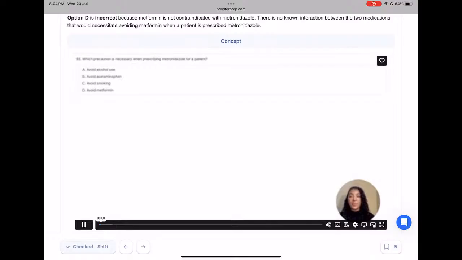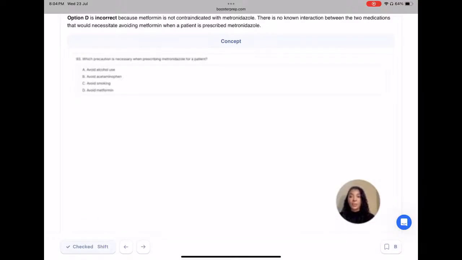So question 93 reads, which precaution is necessary when prescribing metronidazole for a patient? Metronidazole is an antibiotic that's used to treat anaerobic bacterial infections, protozoa infections, and common microaerophilic bacterial infections. In dentistry, we use it for mouth infections like infected gums or oral abscesses. This question is asking what precaution is necessary when taking or prescribing metronidazole.